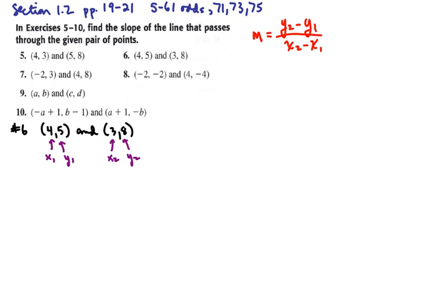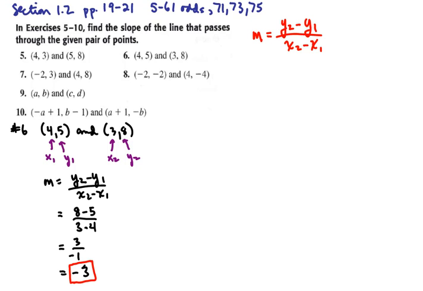Now whenever I set up a problem like this, I always start with the formula first. That kind of sets up the target and directs you as to what you need to do next. And the more you write it, the more you memorize it. So we have y2, which is 8, minus y1, which is 5, divided by x2, which is 3, minus x1, which is 4. And so that leaves 3 divided by negative 1, which is just negative 3.